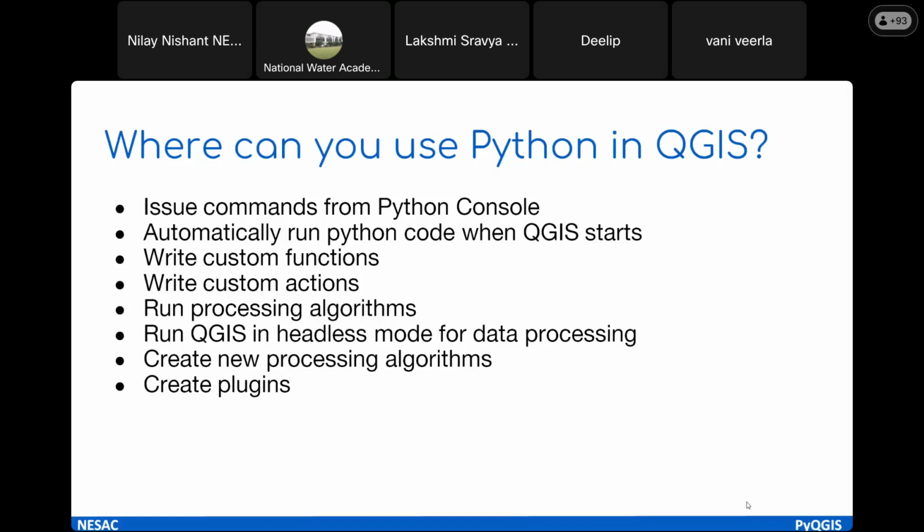QGIS also has a range of functions to implement something like a field calculator. In the field calculator, you have a range of functions to calculate area, to calculate the X and Y coordinates, and all these things are there. But if you want to write your own custom function, you can use this functionality of Python to write your own custom function using PyQGIS.